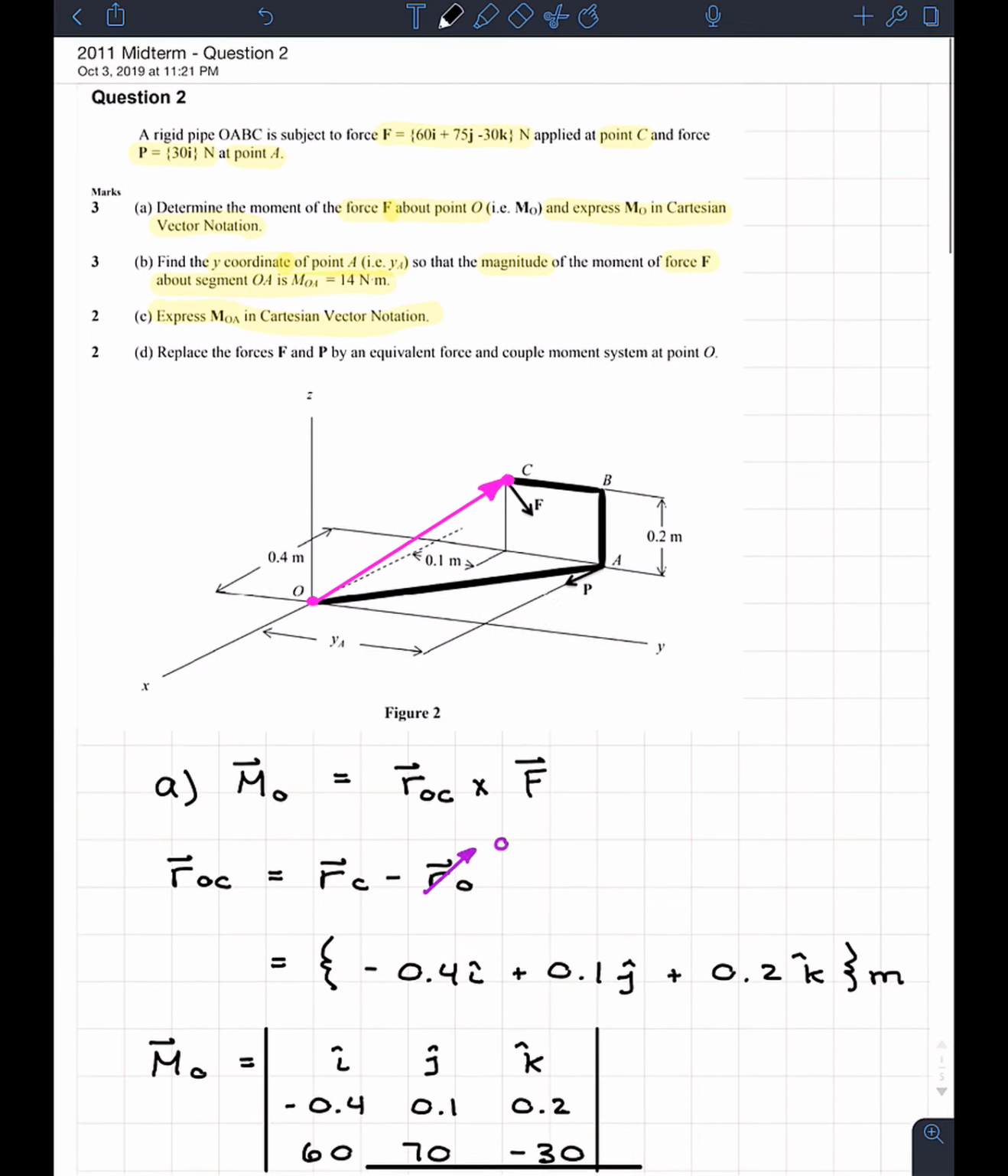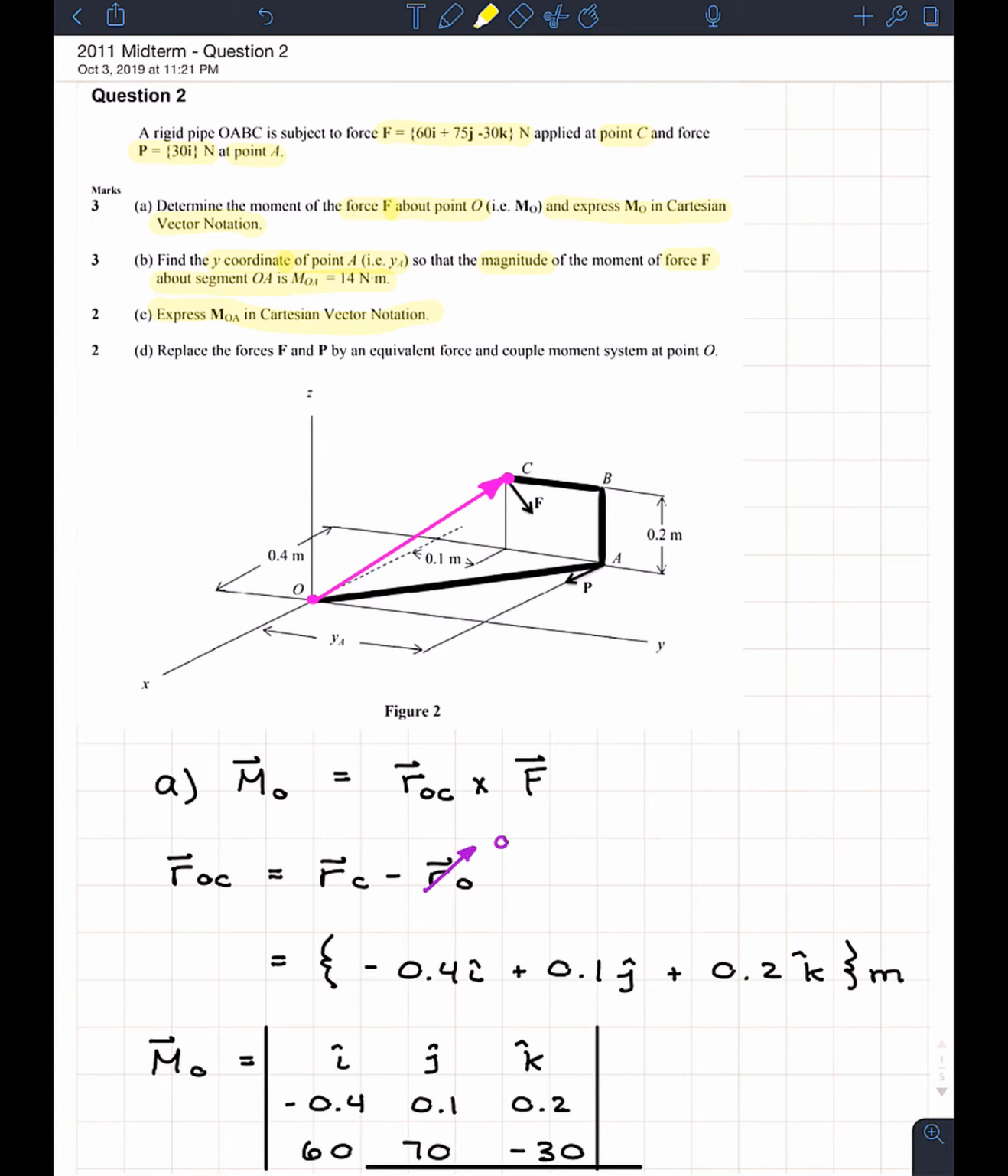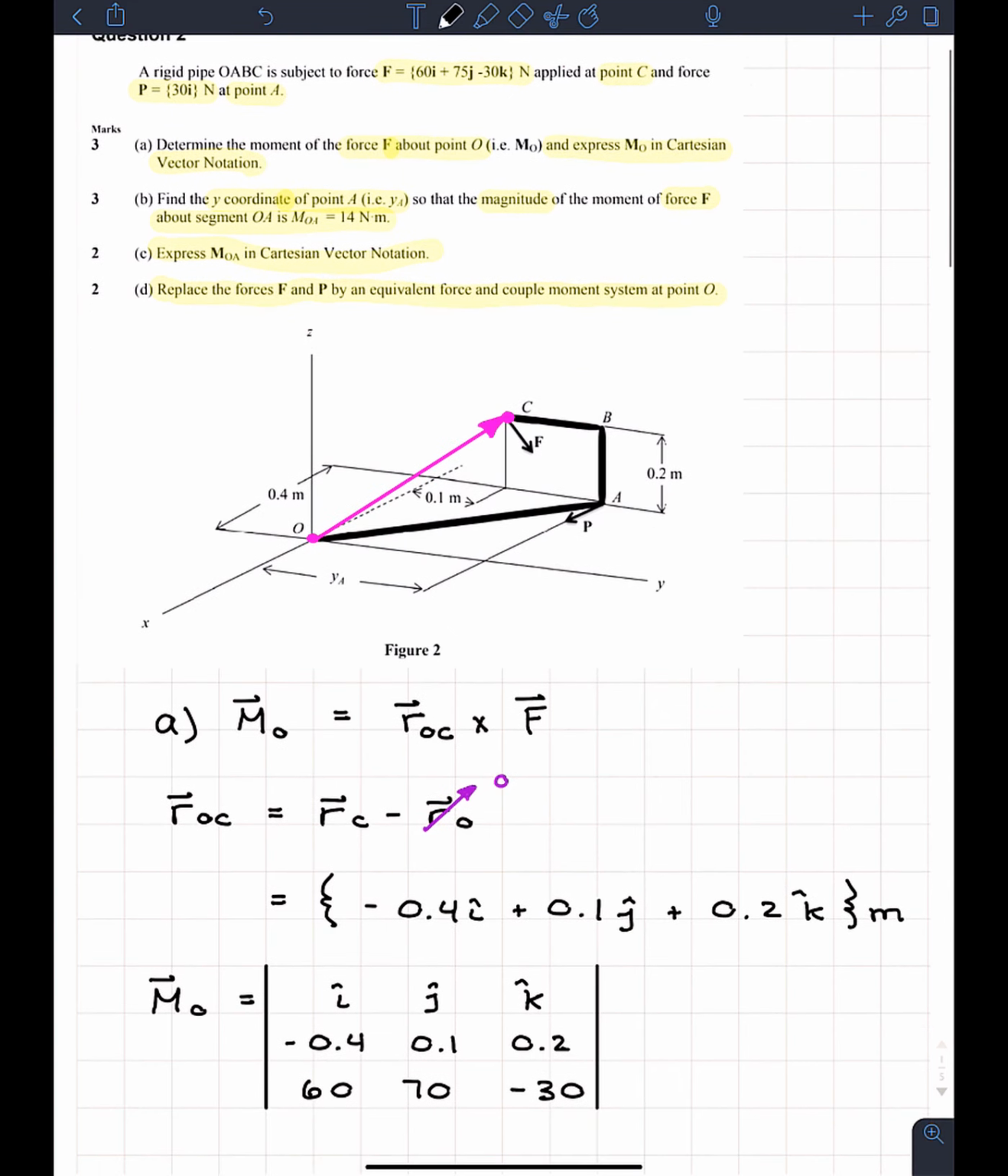All right, so finally the last question says replace the forces F and P by an equivalent force and couple moment system about point O. So I highlighted this whole question because it's actually very straightforward, very, very nice. So we have two forces on the system. We want to turn them into a single force, and then we also, because we're moving forces in three-dimensional space, have to account for the moments that they create. So what we're going to have to do is take the moments created by F and P about point O.